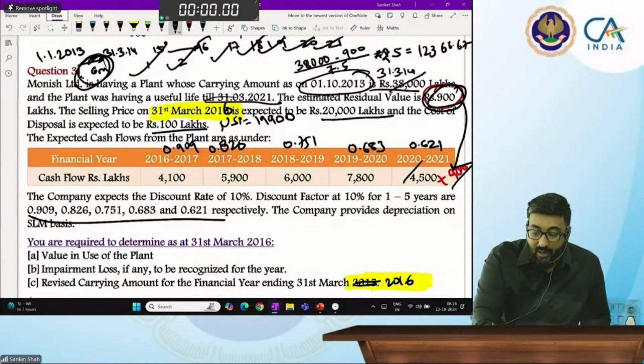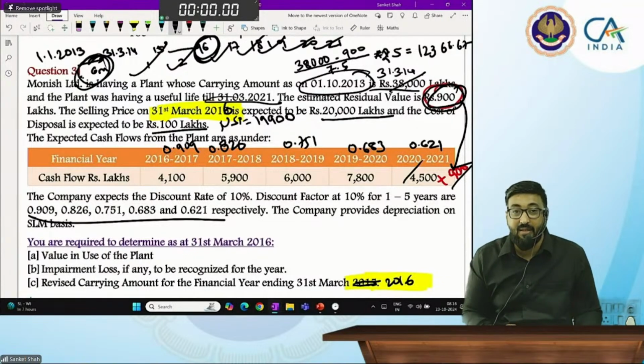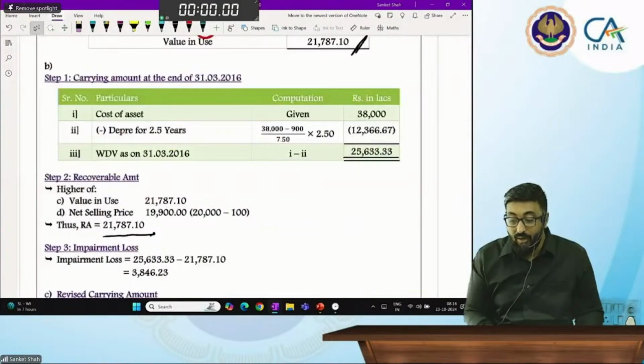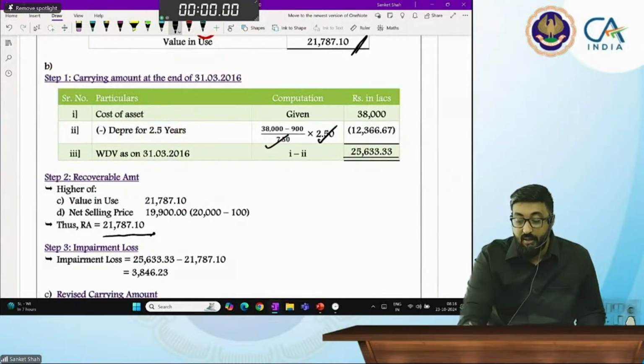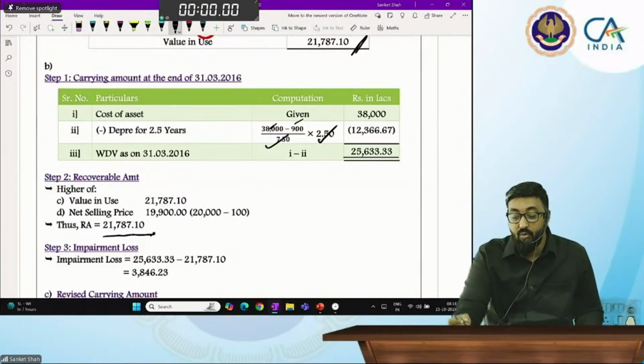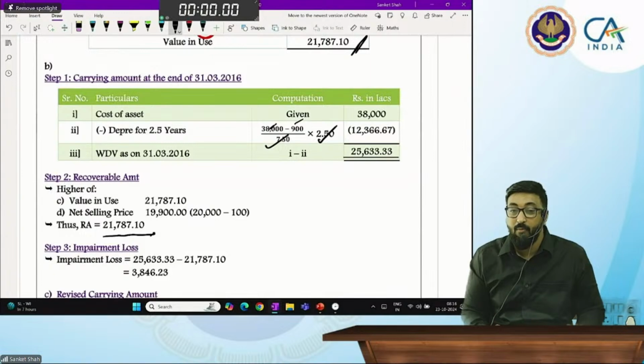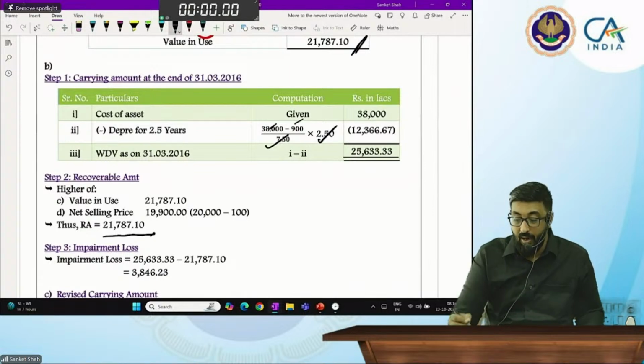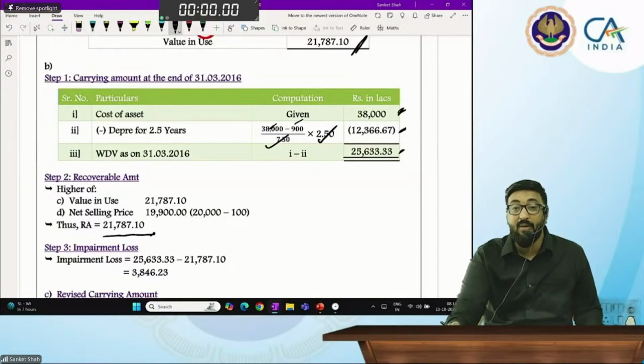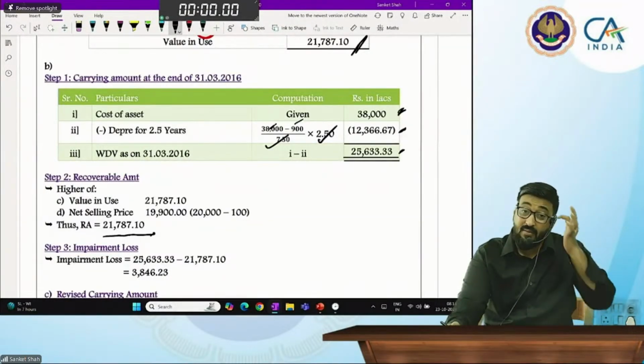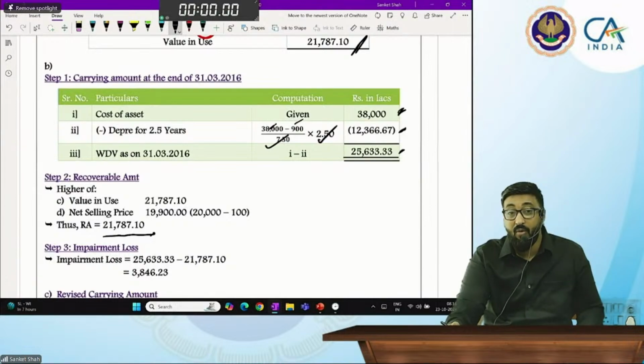And when I'm doing this calculation on 31st March 16, how many years have been completed? 2 years and 6 months, that is 2.5. So I will calculate the carrying amount using 2.5 years divided by 7.5. Salvage value is deducted from the cost of the asset. The formula is very clear. Rosalind ji? Yes, sir. So what is my WDV? 25,633.33. Any difficulty in this? No, sir.